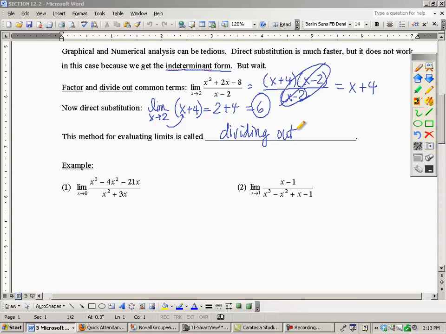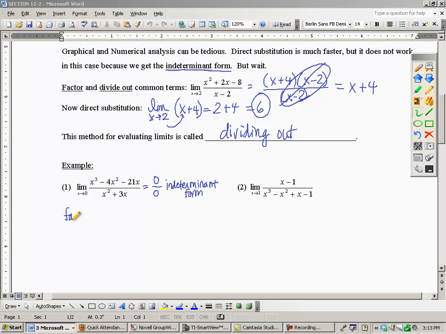So let's try a couple examples and see how they work. In the first one, I'm just going to work with the factoring for a minute. If I try to substitute, what you end up getting is 0 cubed, which is 0, minus 4 times 0 is 0, minus 21 times 0 is 0, over 0 plus 0 is 0. So I get indeterminate form. So direct substitution didn't work.